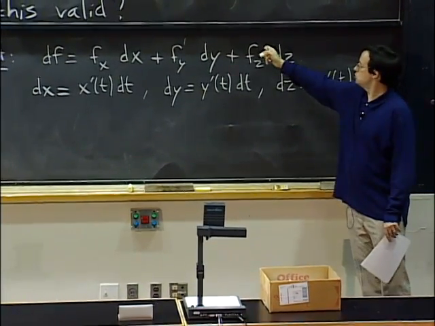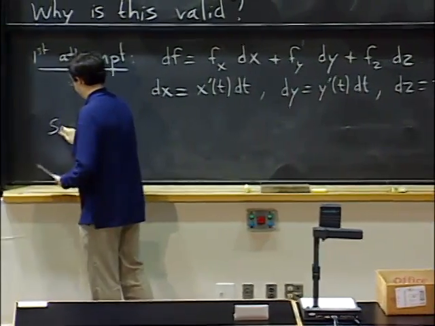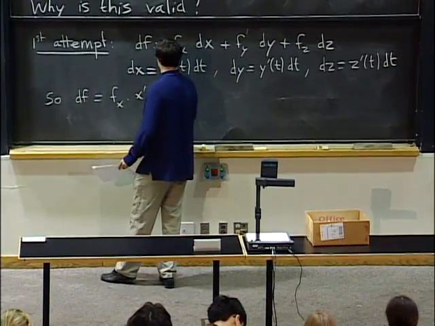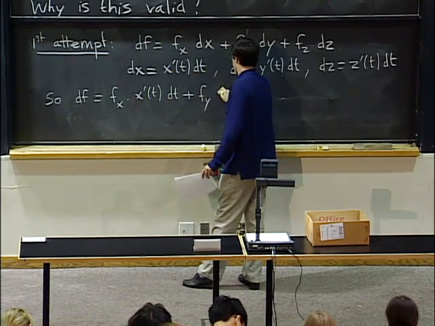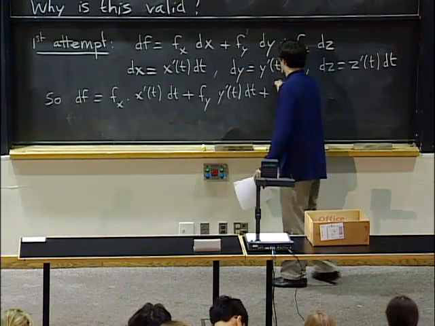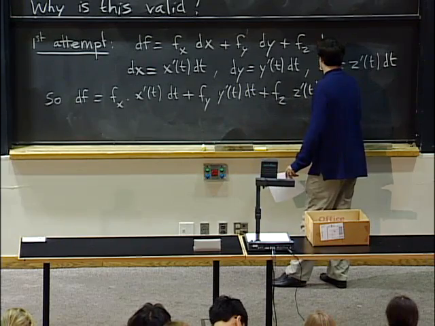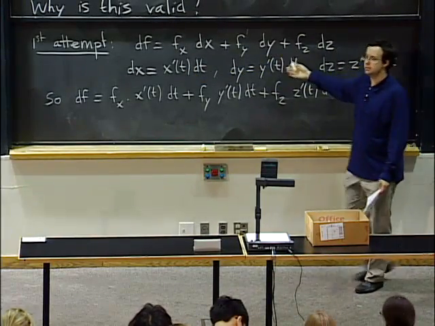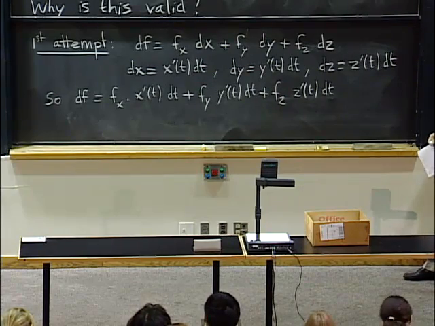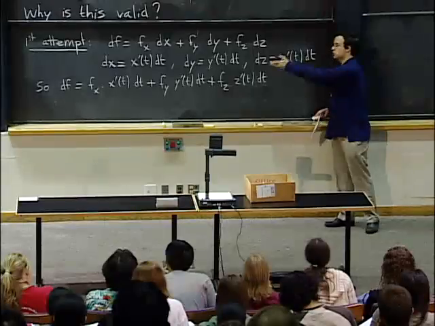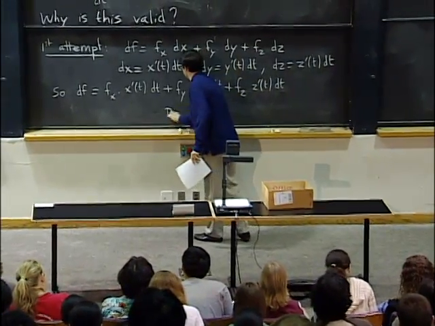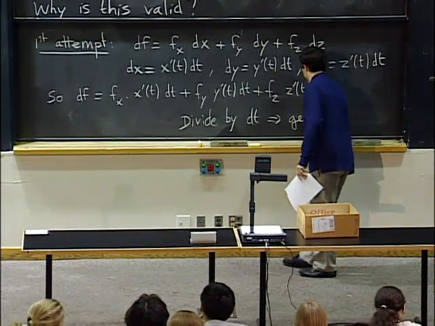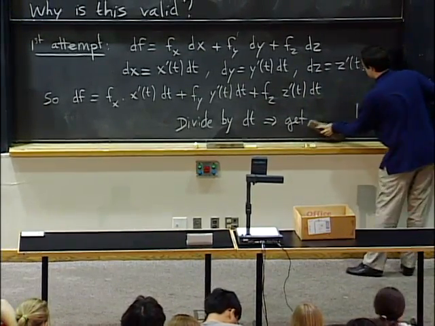So if we plug these into that formula, we'll get that df is f sub x times x prime of t dt plus f sub y y prime of t dt plus f sub z z prime of t dt. And now, well, if I have a relation between df and dt, see, I got df equals something times dt. That means the rate of change of f with respect to t should be that coefficient. So if I divide by dt, then I get the formula that's, well, I get the chain rule.